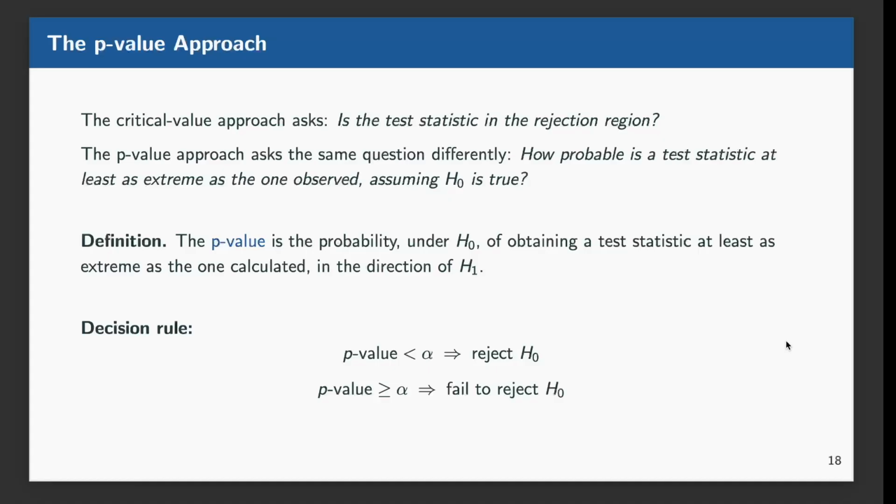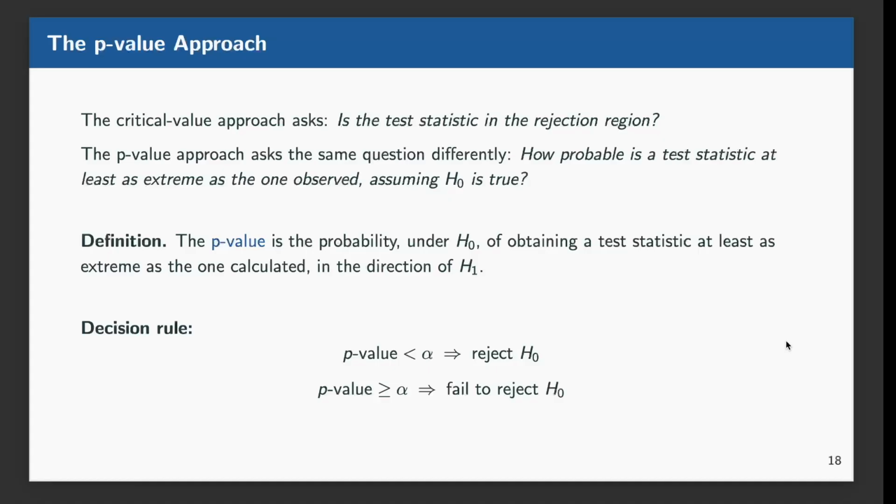Formally, the p-value is the probability, assuming H0 is true, of getting a test statistic at least as extreme as the one we actually calculated, measured in the direction H1 points toward. The decision rule here is refreshingly simple. If the p-value is smaller than alpha, reject H0. If it is at least as large as alpha, fail to reject H0.